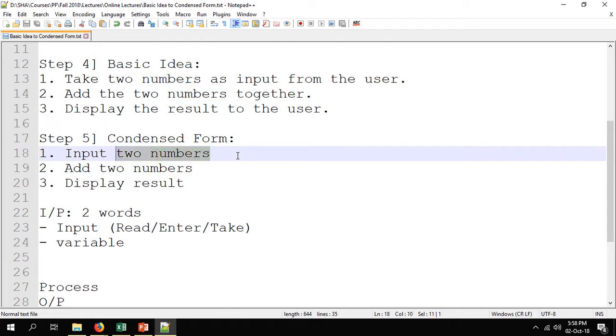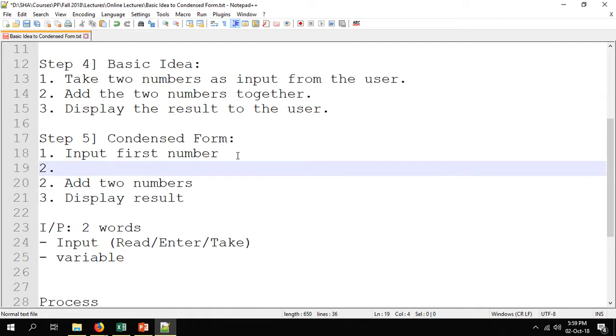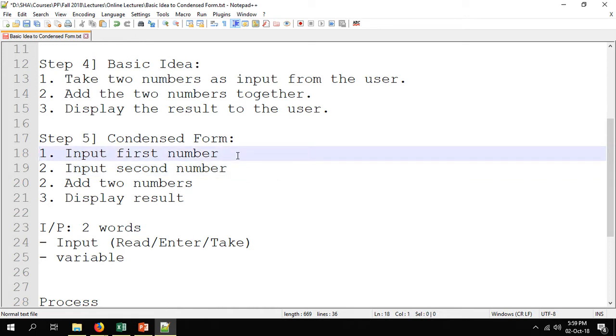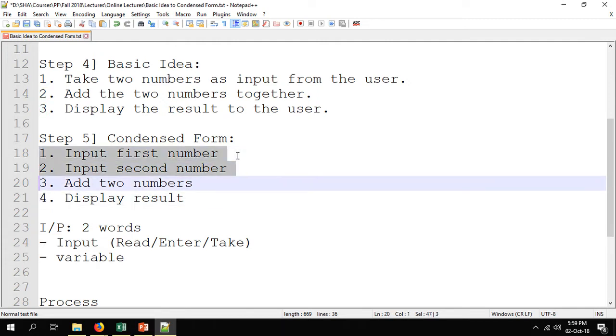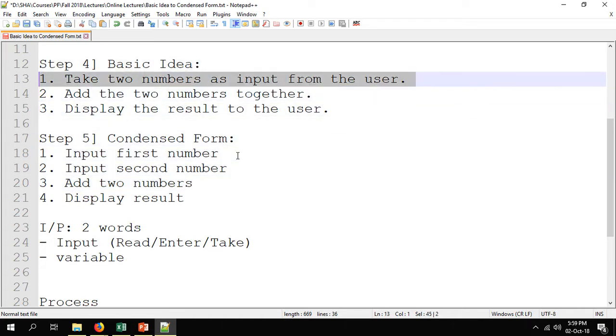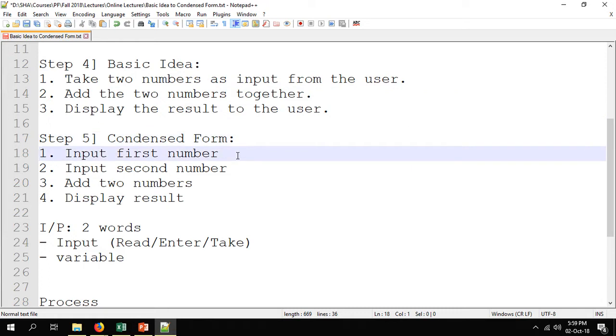The first step would be, let's say, input first number, and the second step would be input second number. All right, so we need to split that step into two. Oops, but the problem isn't still solved. Let's rename these steps since we have now introduced a step. So this can happen, doesn't matter. One step in the basic idea, we can convert into multiple steps also.